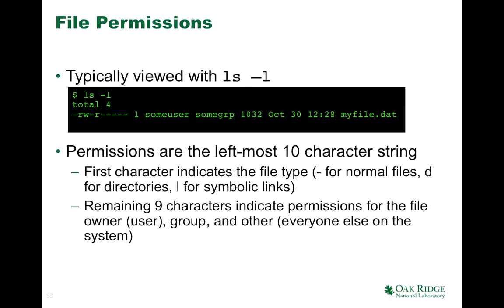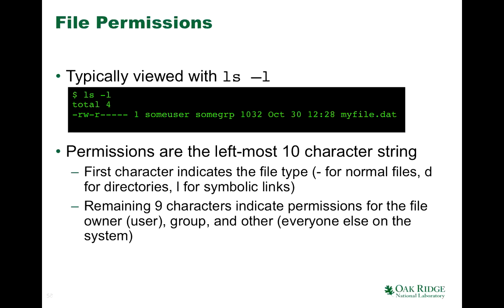You typically view the permissions with the -l (lowercase l) option from the ls command. There's an example in the text box there. The permissions are that leftmost 10-character string. In this example, most of those characters are dashes. The first character indicates the type of file. If it's a regular file, which could be a program, a data file, or a text document, it will simply be a hyphen, a dash. If it's a directory, it will be a lowercase d. If it's a symbolic link, which we'll talk about in a few minutes, it'll be a lowercase l.